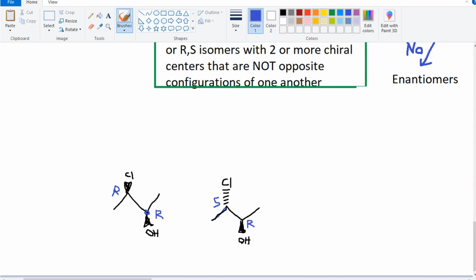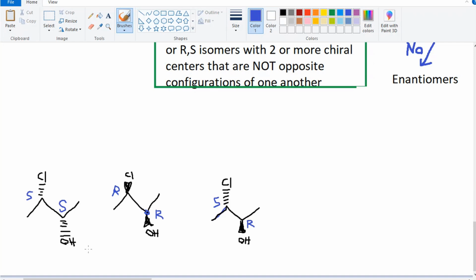Now the enantiomer of this would look like this. Or at least one of the ways you could show the enantiomer would be to look at it like this. Because in this case, both the chiral center here and the chiral center here would be S.